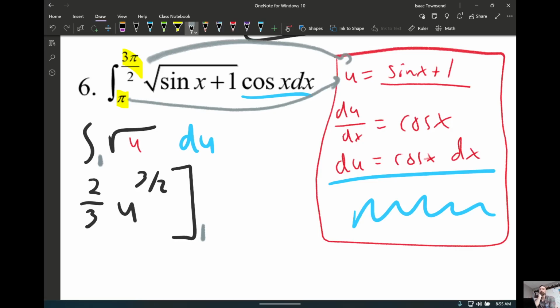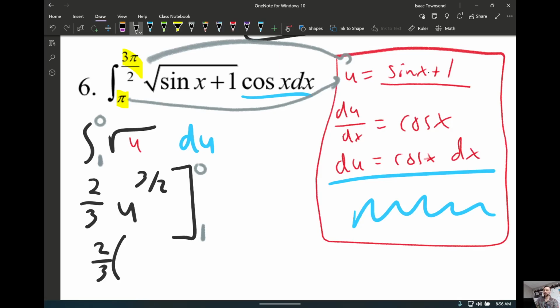And when x is 3 pi over 2, u would be the sine of 3 pi over 2, which is negative 1, plus 1, which is 0. So we're integrating from 1 to 0. Not the same thing as 0 to 1, so be careful with that. For this type of question, you should not plug this back in for u, because we're going to get number answers anyway. If you do that, you better keep your balance the same.